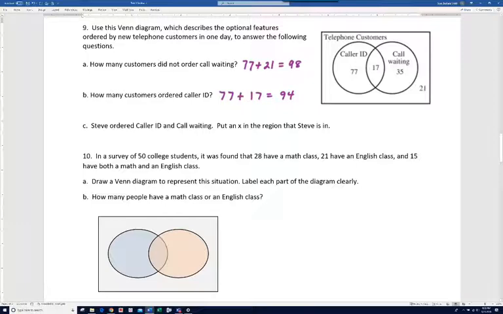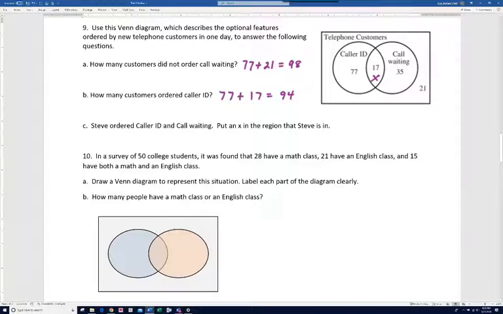It says Steve ordered caller ID and call waiting, in part C. Put an X in the region that Steve is in. Well, that's where the overlap is, which is where these 17 people are. Let's move on to number 10. It says, in a survey of 50 college students, it was found that 28 have a math class, 21 have an English class, and 15 have both a math and an English class. So we're just basically going to fill out this Venn diagram, and then we'll answer question B.